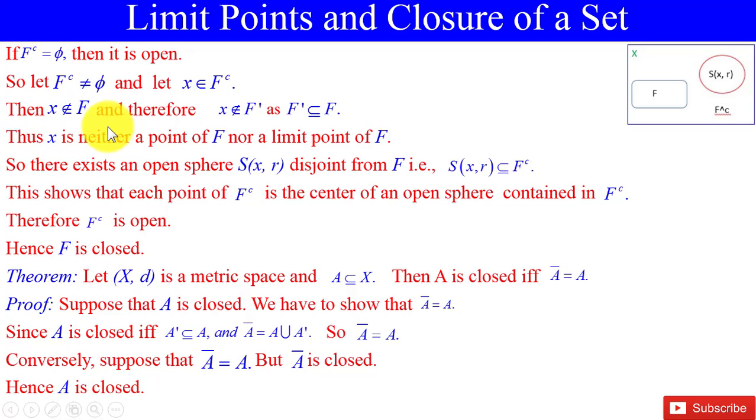Then X does not belong to F. Here X belongs to F complement, so F and F complement are disjoint, so X does not belong to F, and therefore X does not belong to F dash, as F dash is contained in F. Thus, X is neither a point of F nor a limit point of F. So, there exists an open sphere S(X, r) disjoint from F, that is, S(X, r) fully contained in F complement.